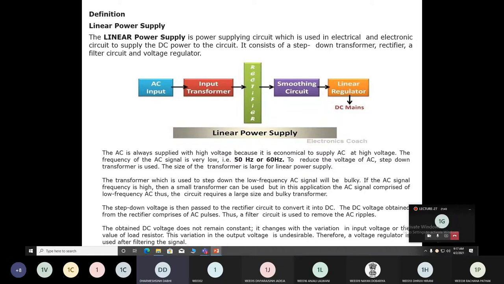So first, this is the single line diagram of linear power supply. The definition or function of a linear power supply is just to supply power to any circuit. It may be electrical or electronic circuits. There are two types of power supply, AC power supply or DC power supply.